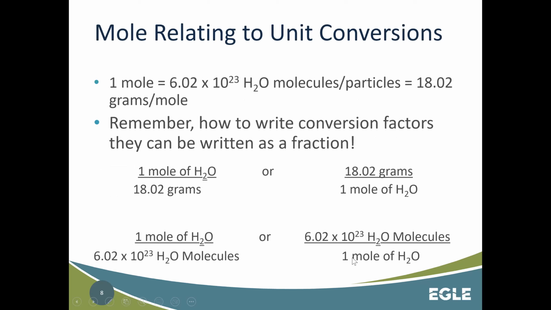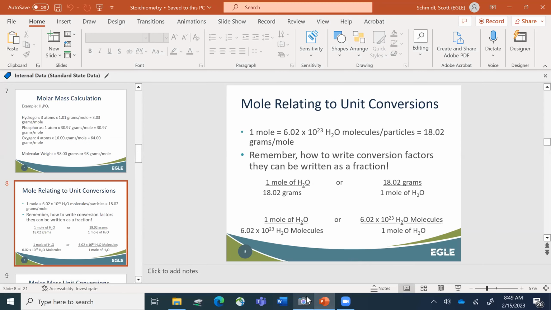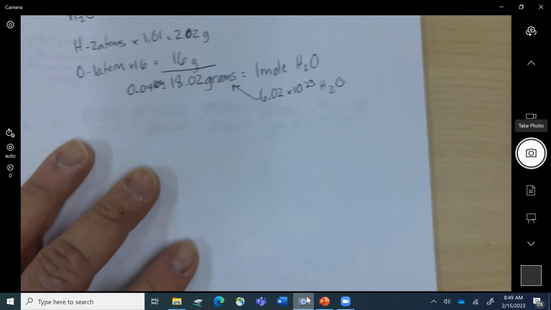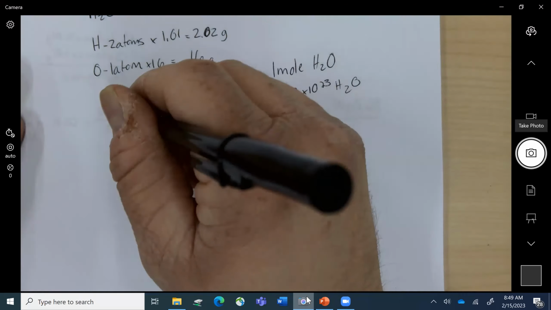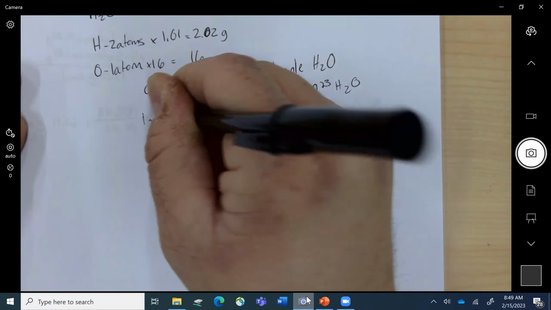What does this mean? Remember, we can write conversion factors as fractions, right? So how that's going to work is with water here. I wrote it as 1 mole of H2O.